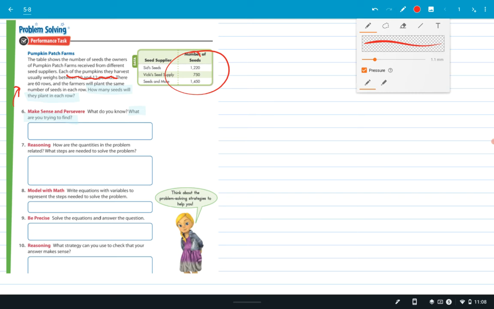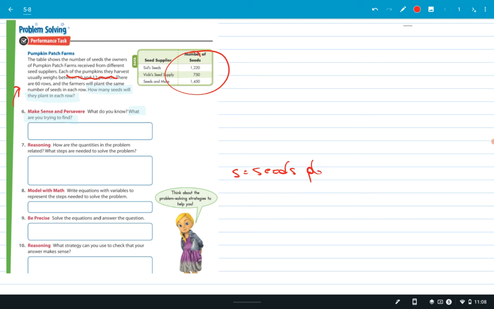So let me give you an example here. I'm gonna write down S equals seeds planted. Or S could be total number of seeds. Either one. So the equation could be S, there's my variable, equals 1,220 plus 750 plus 1,450. There's my equation with a variable. And then it says solve the equation and answer the question.